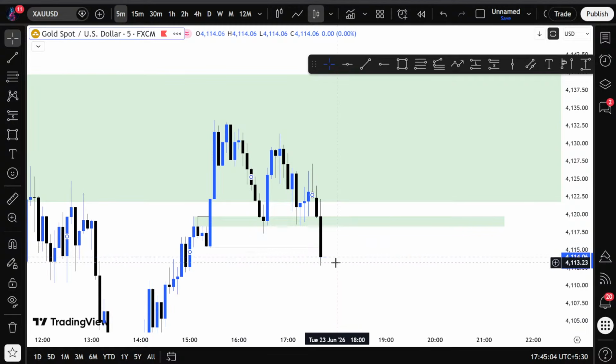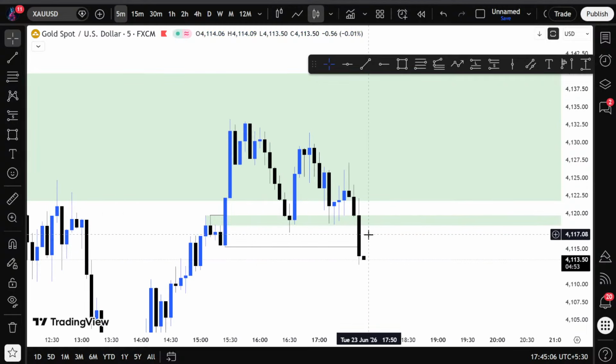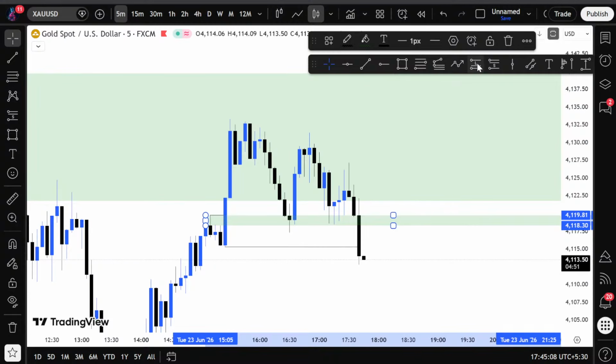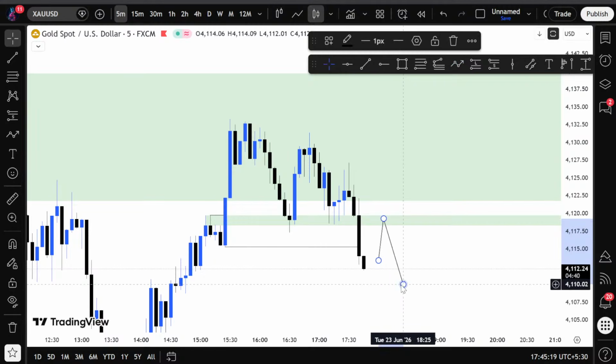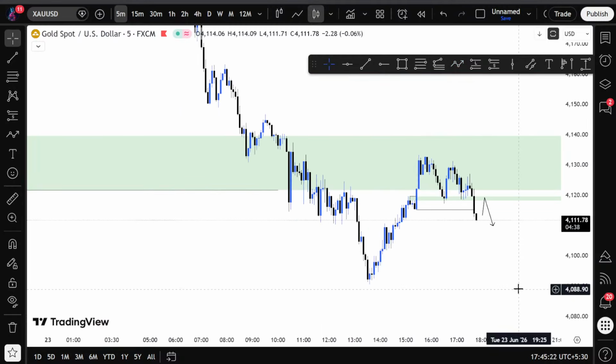We need one more candle. This candle also close below. We will short on retest. Target will be this one.